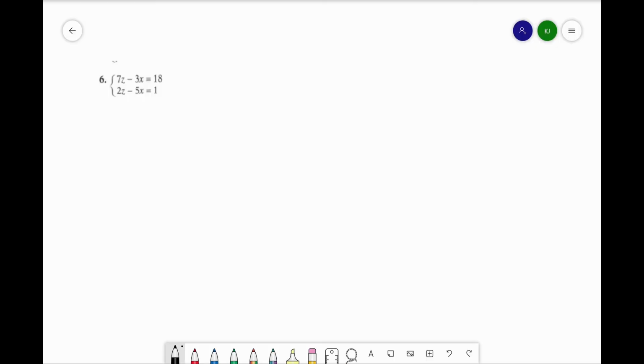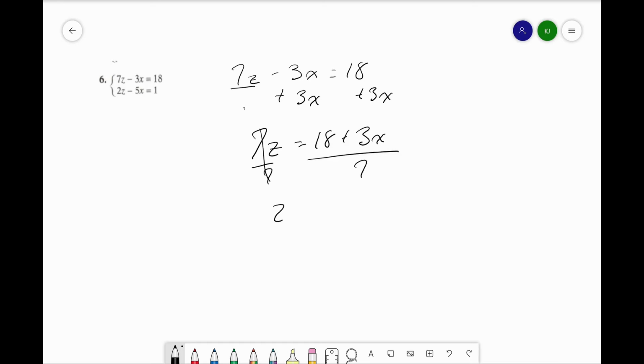Alright, we're going to do question 6 from your homework, as I feel it's the one that you're probably going to need more help with. So we have 7z minus 3x equals 18, and 2z minus 5x equals 1. The first thing we're going to do is pull 7z out of 7z minus 3x equals 18 and get 7z on its own. So we're going to add 3x to both sides to do that. So we end up with 7z equals 18 plus 3x. Now we have to get rid of that 7, and z equals (18 plus 3x) over 7. There. So this is our answer because there's no other way to reduce this, and that's okay.